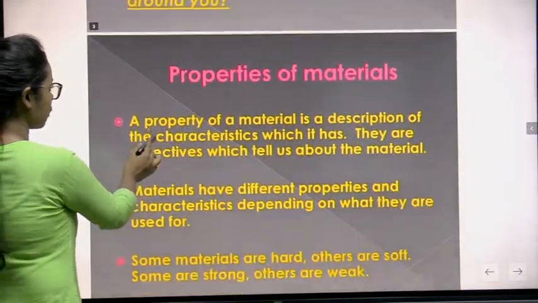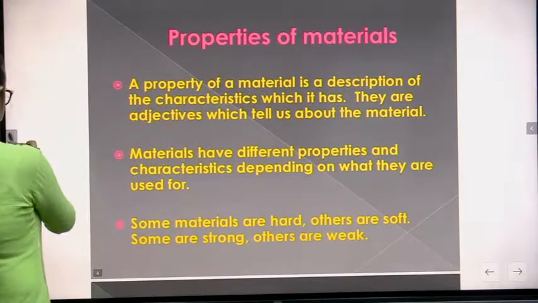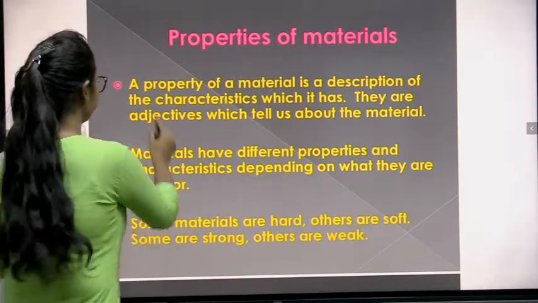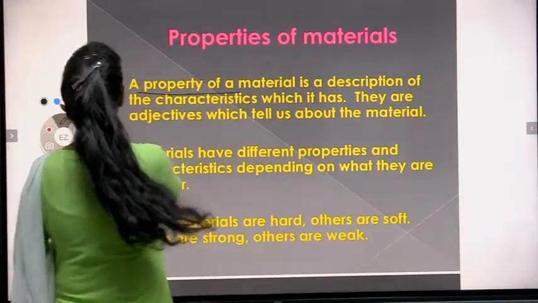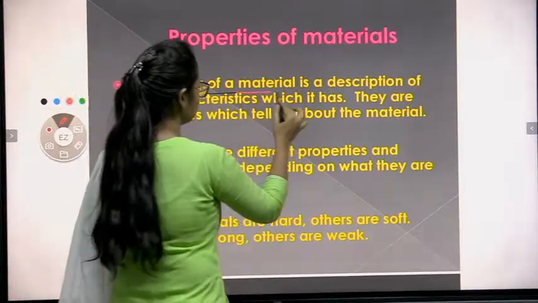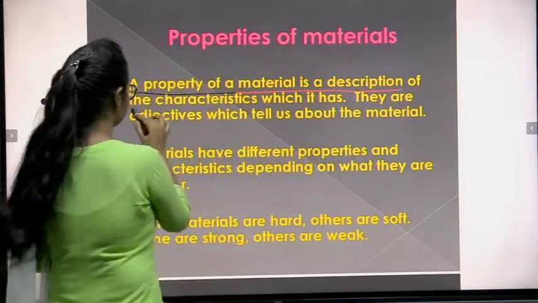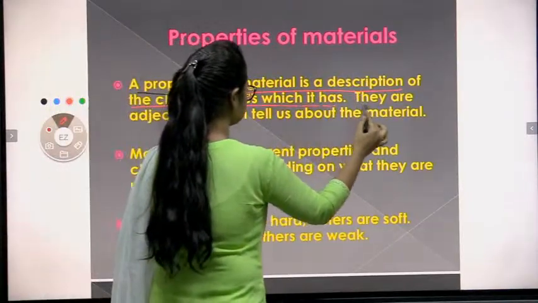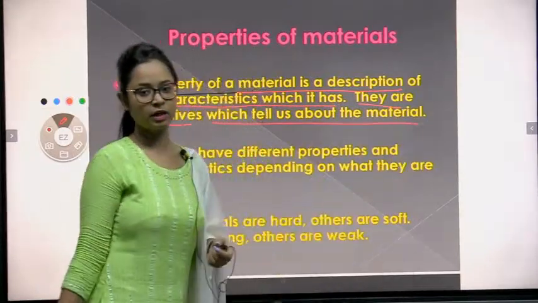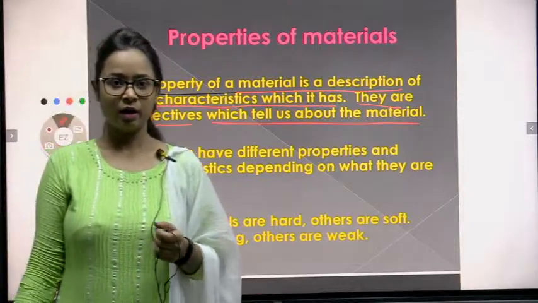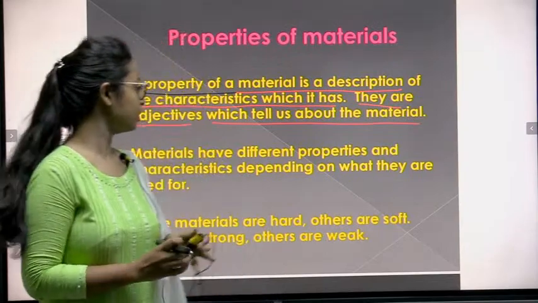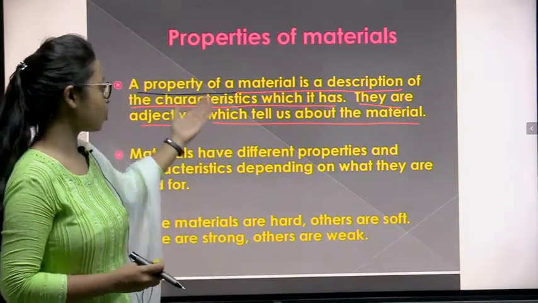Now, what are the properties of a material? The property of a material is a description of the characteristic which it has. They are adjectives which tell us about the material. Right? I have told you what the materials are. This is a kind of classification, the property of a material.